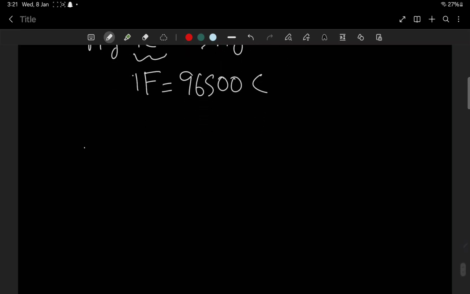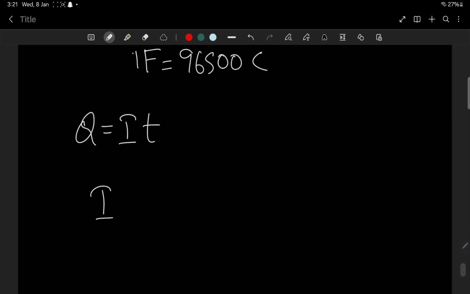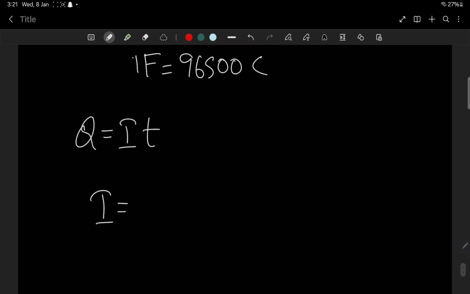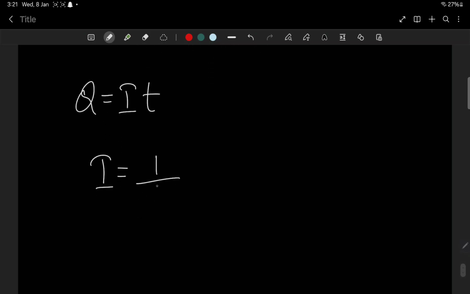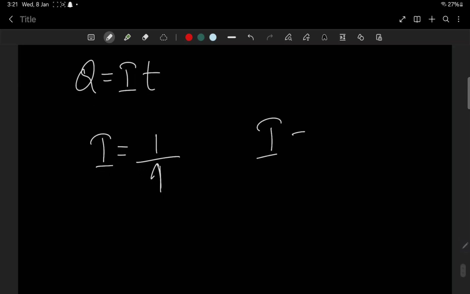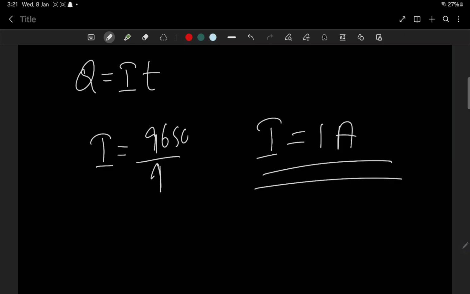Now you know that Q is equal to I T, as you have learned in physics. So we need to find out how much current is needed. Q is 1 Faraday, divided by T. Time is 1 second. So in 1 second, 96500 coulomb, so 96500 ampere current should be passed through.